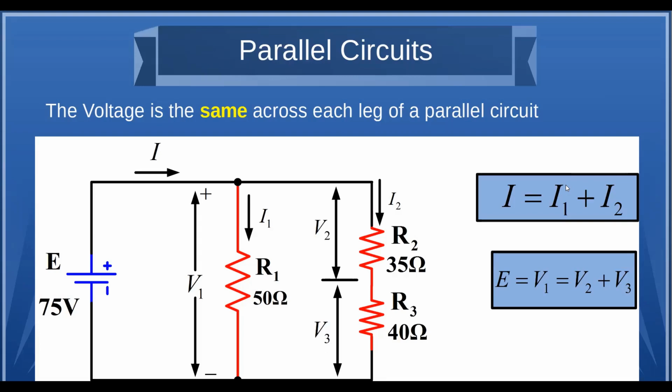Okay, so the voltage is going to be the same across the paths. That's the key. On a parallel circuit, the voltage will be the same. On a series circuit, the current will be the same.